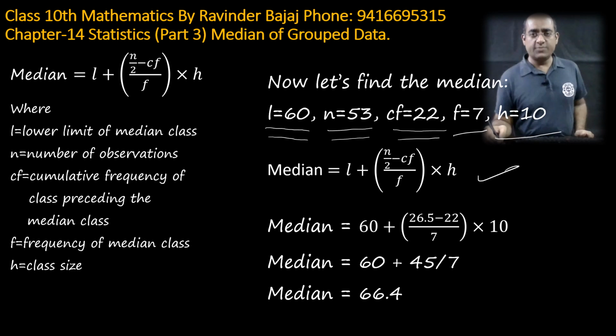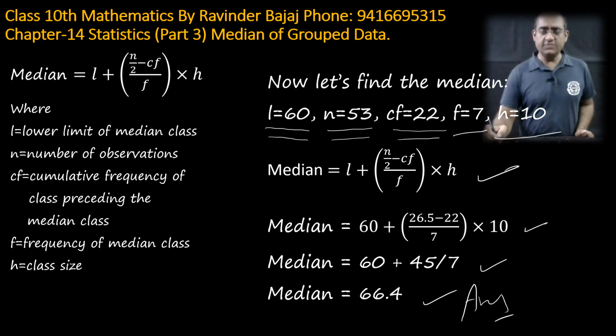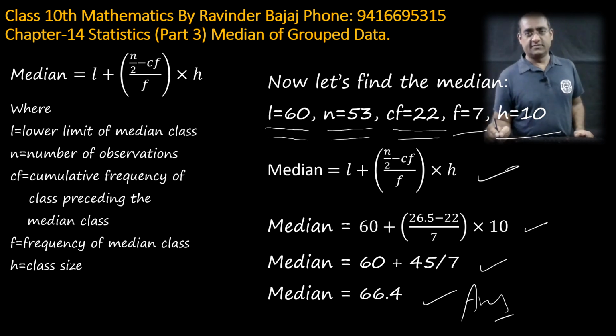You will get median is equal to 60 plus 26.5 minus 22 upon 7 into 10. Median is equal to 60 plus 45 upon 7. So median is 66.4 is the answer. In this way, we can find the median of grouped data.